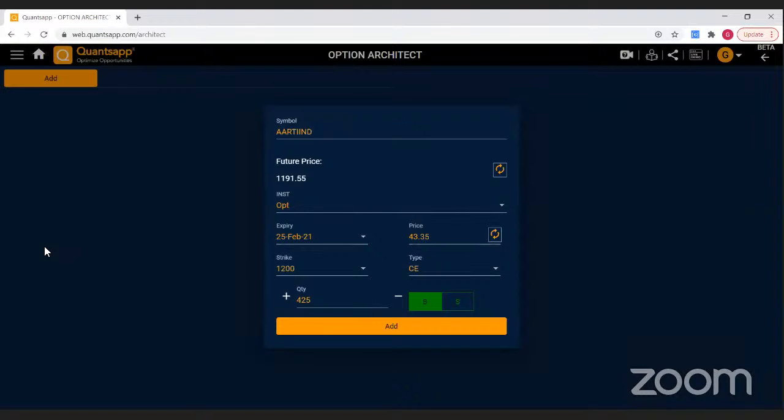Now these are the predefined strategies, which we might have learned in books or from other sources. But what if you want to make a particular strategy of your own? You want to see the break-even point. You want to see the graph. The payoff graph is something we are all interested in.